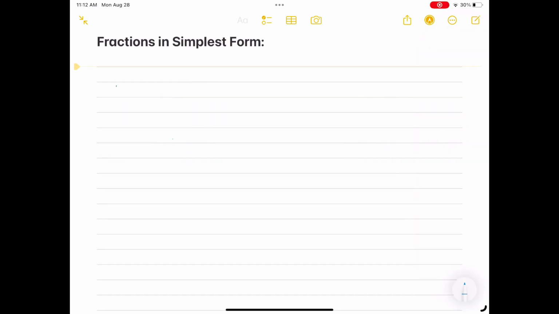To simplify the fraction 25/125, we do the prime factorization of both the numerator and the denominator. 5 goes into 25 5 times. The prime factors of 25 are 5 times 5. Now we prime factorize 125, which is also divisible by 5.